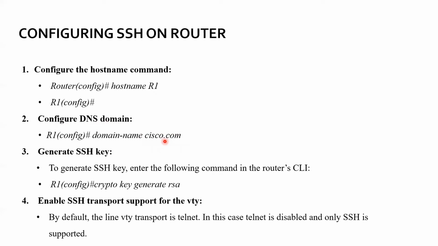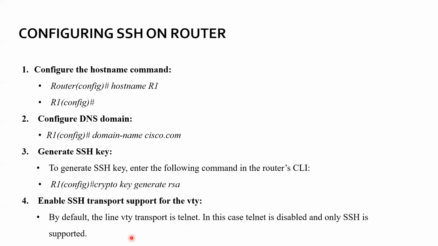And in our next step, we have generated an SSH key by entering the following command in our Cisco router CLI, which is crypto key generate rsa. And in our last step, we have enabled SSH transport support for the VTY, for which we have created username as wireless and password as Cisco, so that we can access our router through SSH.